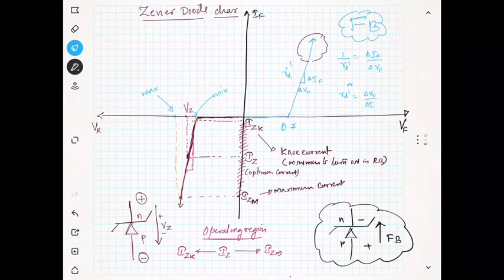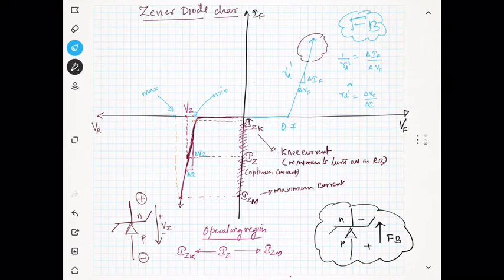However, these maximum and minimum are very close. That means you can say that Vz will be almost constant. Suppose if you have the resistance from this curve, you can say that this is delta Iz and this is delta Vz.